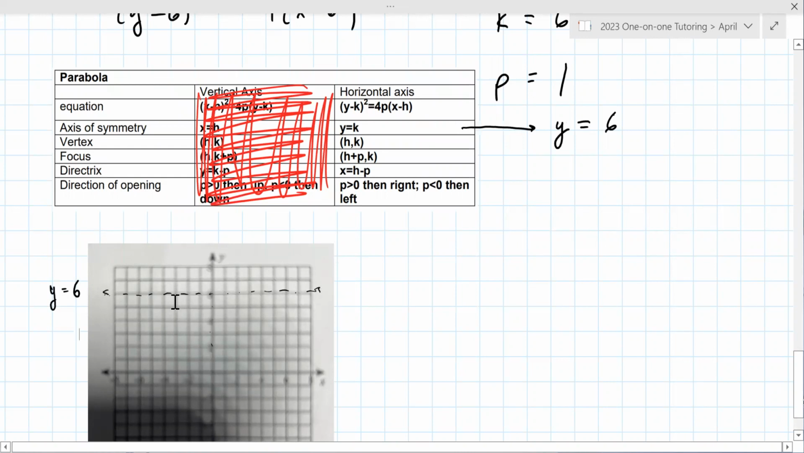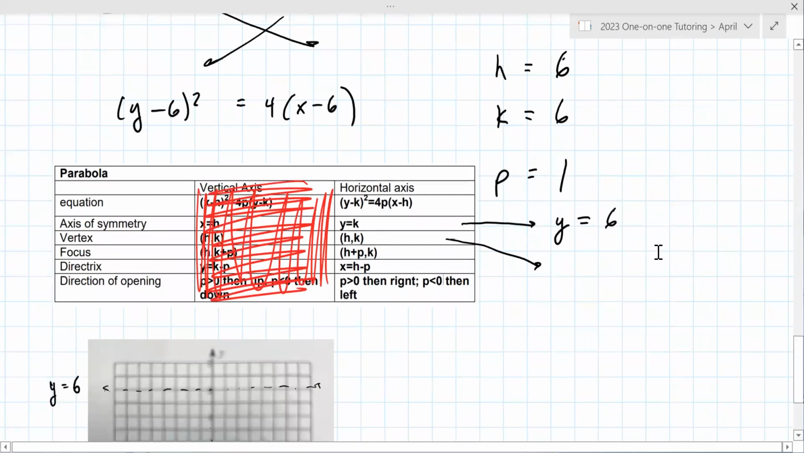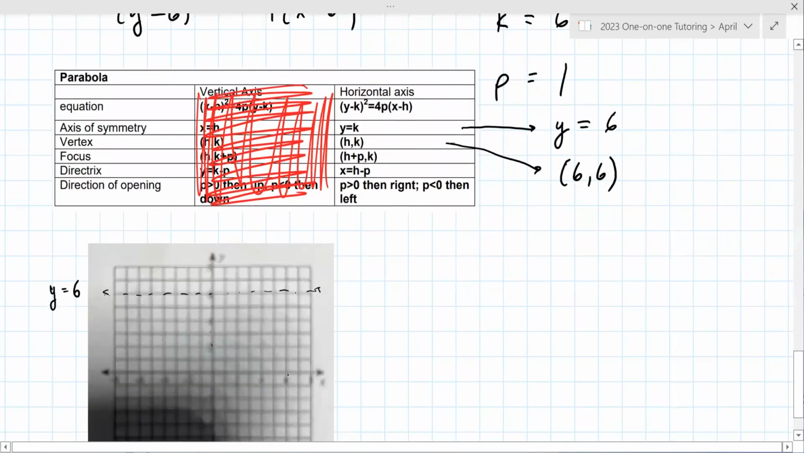Okay. Next thing is the vertex, H, K. What do you got for me? What's the vertex? 6, 6. Good. It's an ordered pair. It's the min or the max usually, but now it's the left or the right. So 6, 6 is right there. Boom, we've got it.